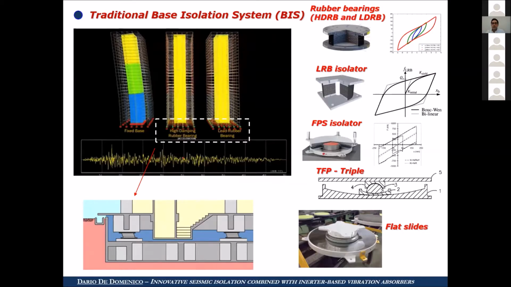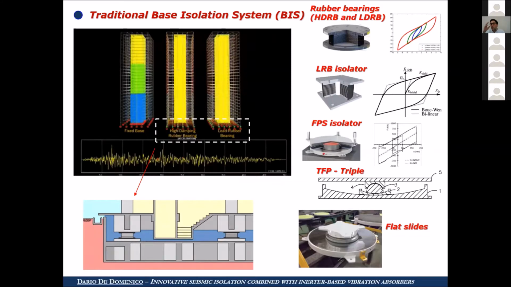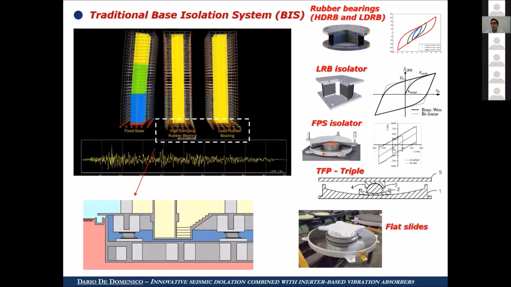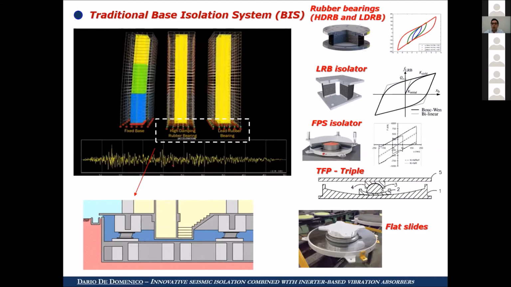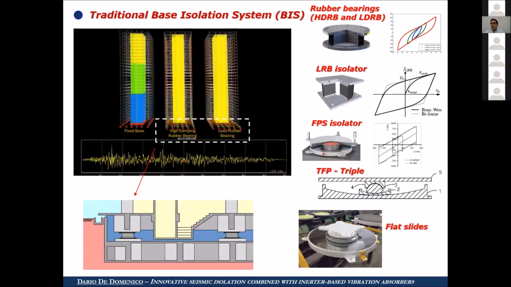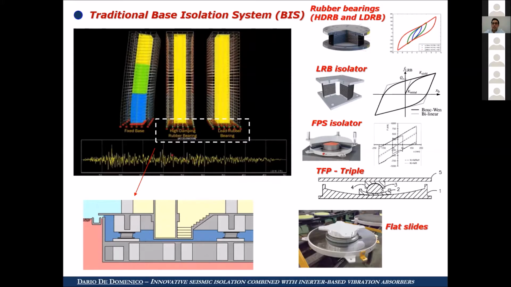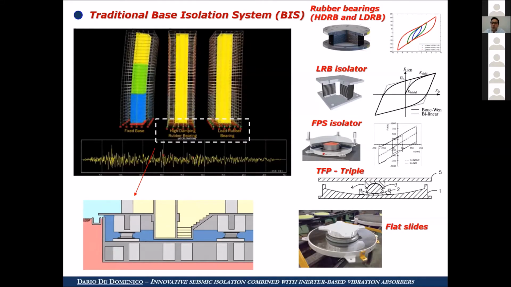There are many typologies of isolators in the world. The most commonly used ones are rubber bearings, or bearings with a central cylinder made of lead, so-called lead rubber bearing isolators, or isolators based on the mechanism of friction, so friction-based isolators, like friction pendulum systems, in different variants, like single, double, or even triple curvature devices, or flat slides in combination with other dampers.